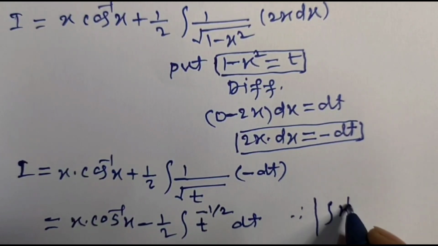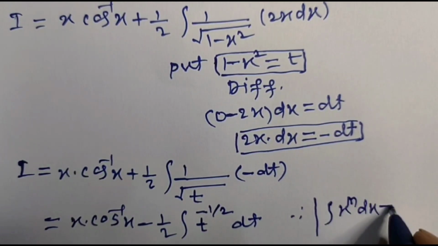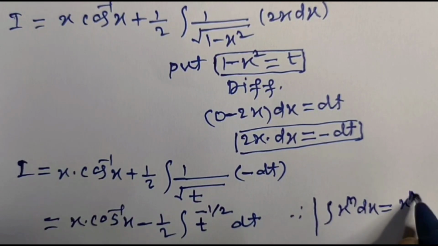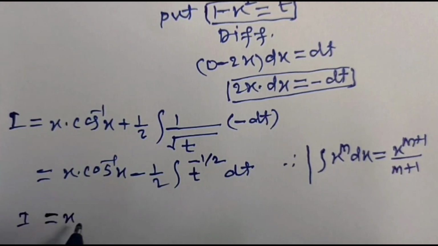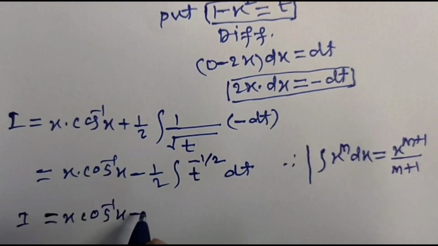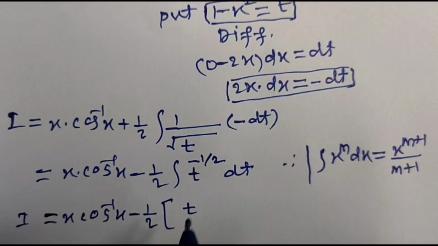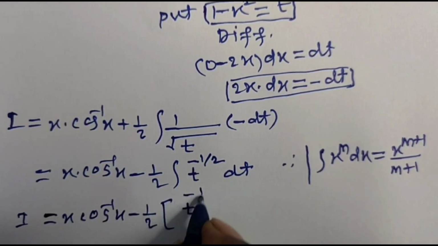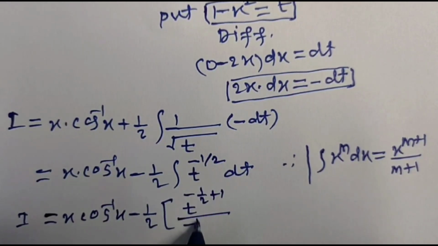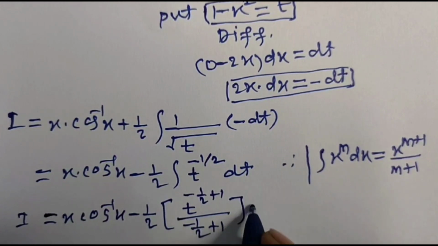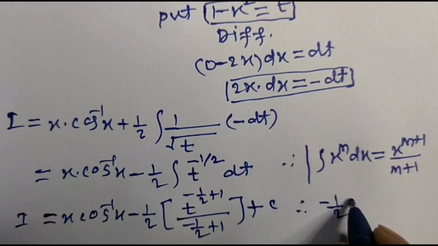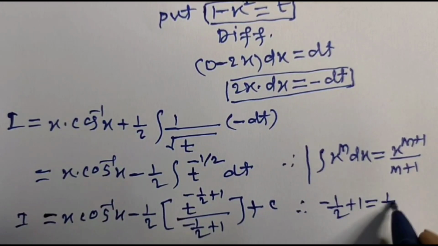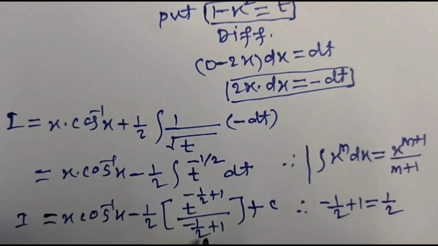Integral of x to the power m with respect to x is equal to x to the power m plus 1 upon m plus 1. Applying this formula, I is equal to x cos inverse x minus 1 by 2 t to the power minus half plus 1 divided by minus half plus 1, plus integral constant c. But you know, minus half plus 1 is nothing but half only. So t to the power half divided by half.